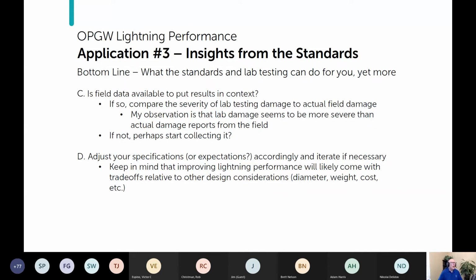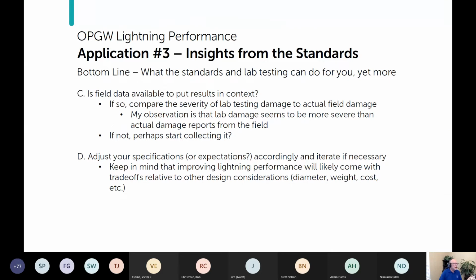It is my own observation that lab damage does seem to be more severe than actual damage reports from the field most of the time, but not always, because I have seen cases of cables that completely failed in the field as a direct consequence of lightning damage to them. So I'm coming around to saying the best you can do in this situation is apply risk management type techniques to come up with an answer that works most of the time.